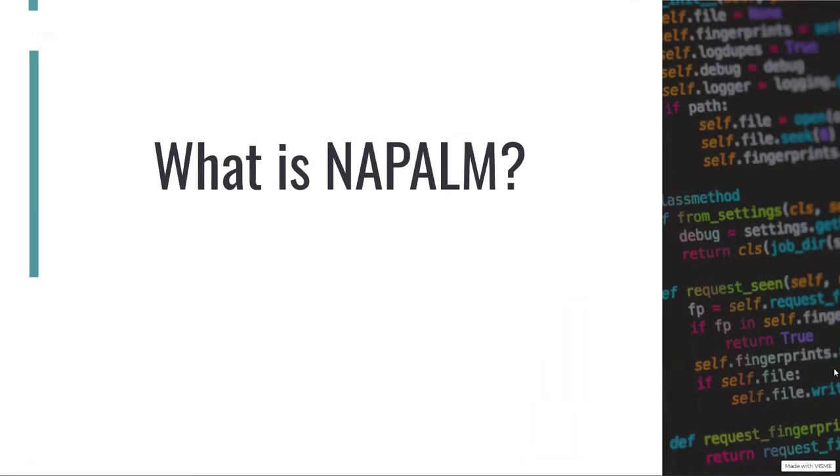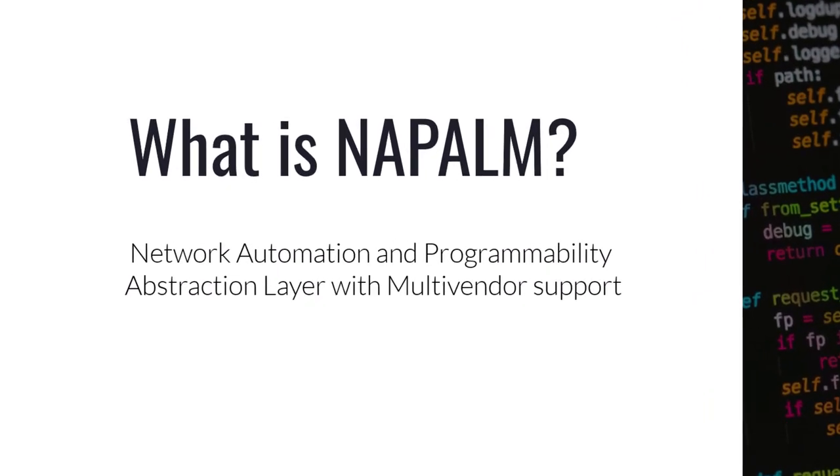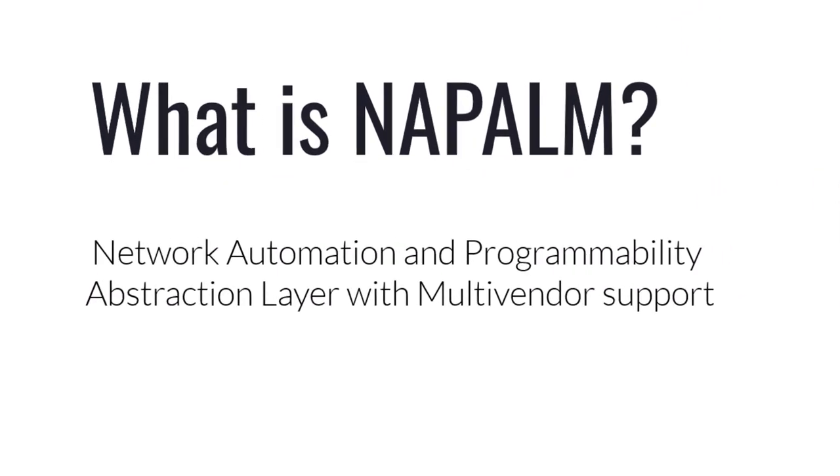Let's start by defining what NAPALM is. NAPALM is an acronym in English that stands for Network Automation and Programmability Abstraction Layer with Multi-Vendor Support. Yes, it is a quite long name for a library and at first difficult to understand, but do not worry, you will understand later.